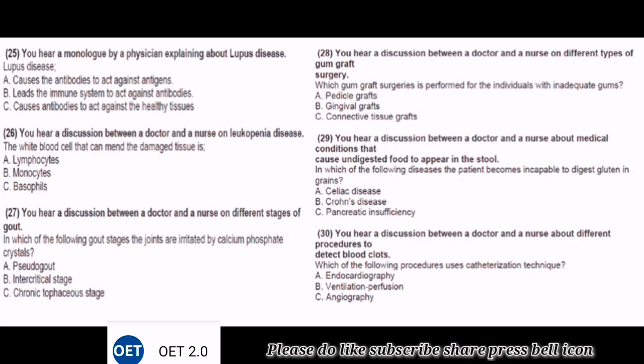Question 28. You hear a discussion between a doctor and a nurse on different types of gum graft surgery. Now read the question.